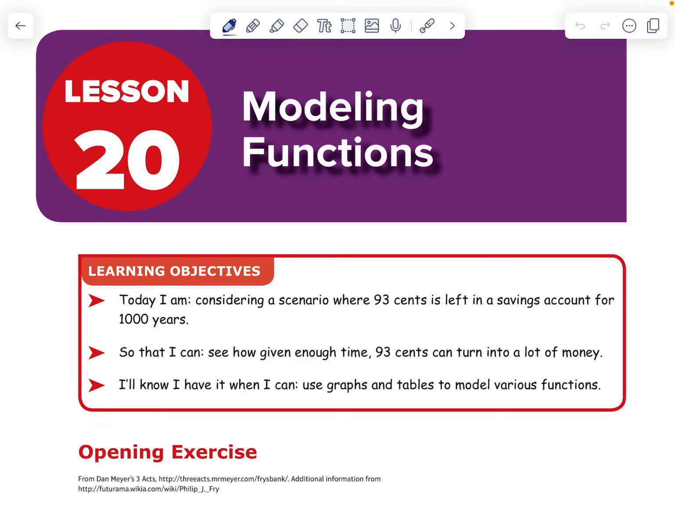In lesson 20, they start off with us modeling a function based on a skit from Futurama.